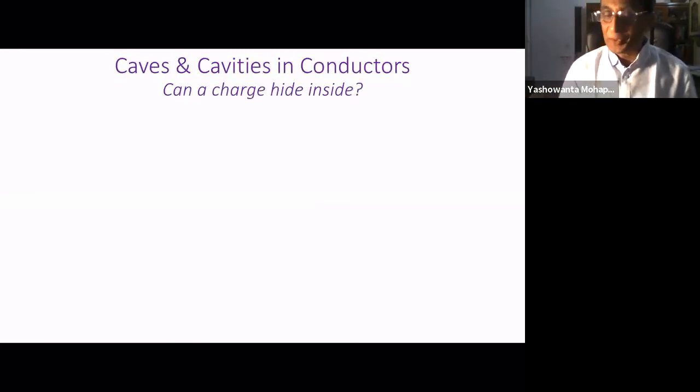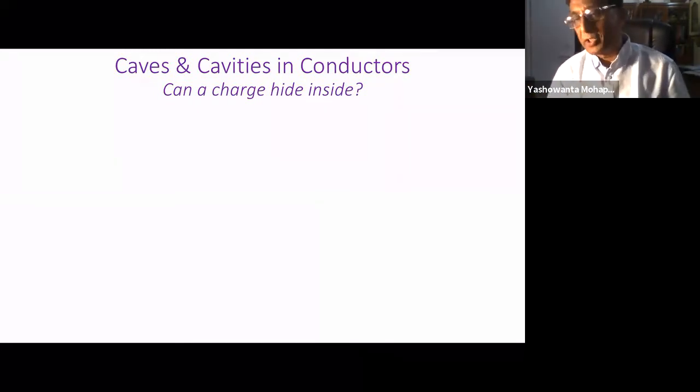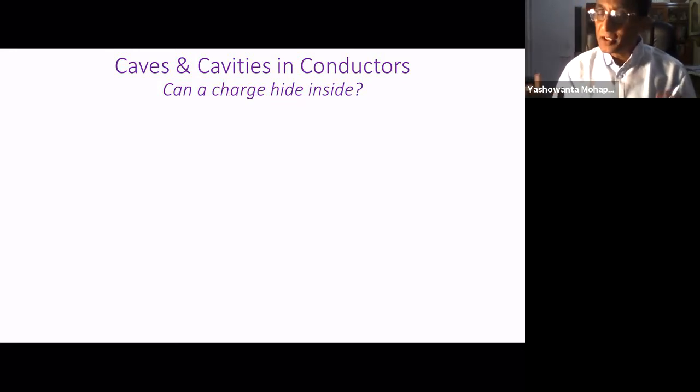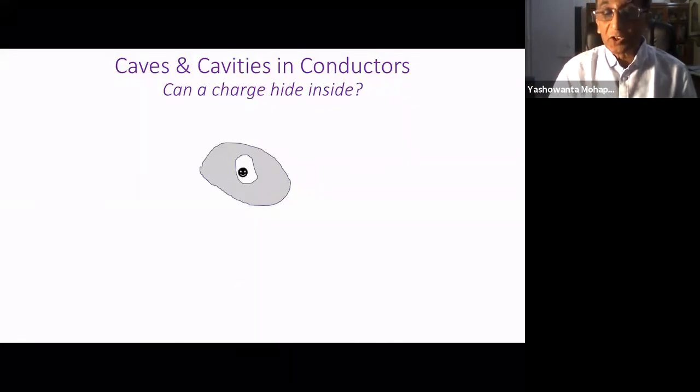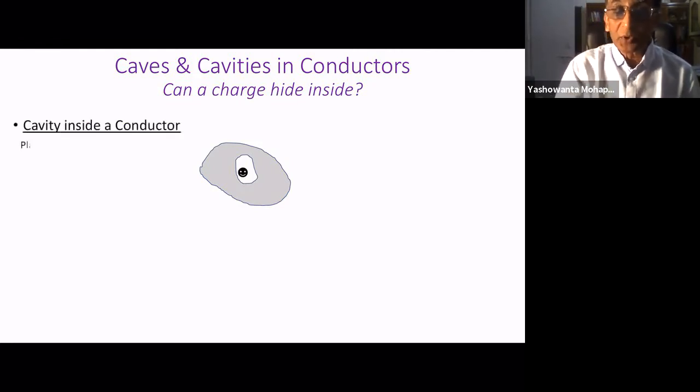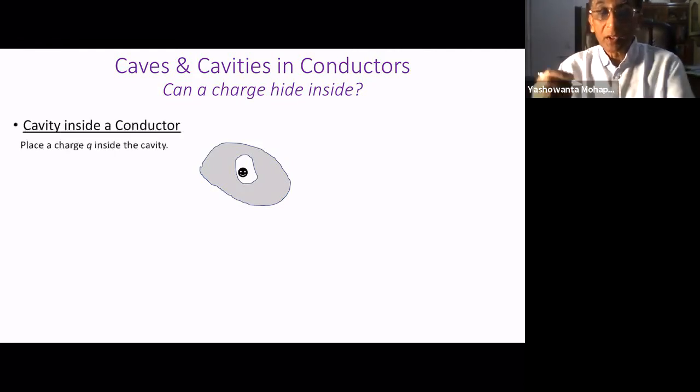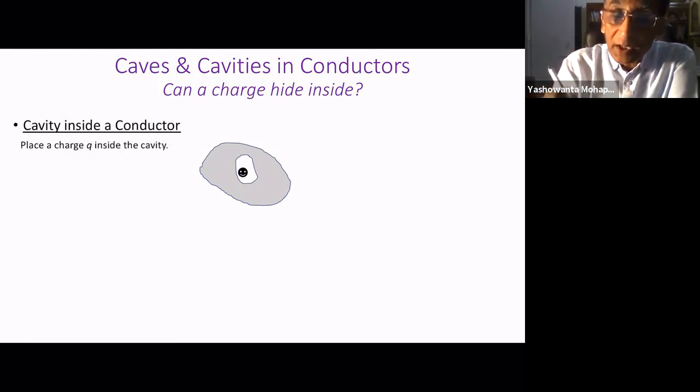Now let's go to caves and cavities in conductors. That's something we'll deal with. The question is, can a charge hide inside a cavity in a conductor, just like in a Faraday cage? Here is a conductor and a charge is inside; it wants to hide there. So there is a cavity inside a conductor, and suppose there's a charge Q inside.